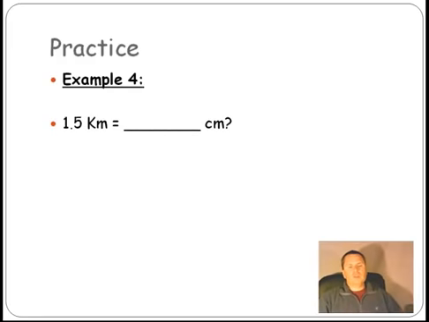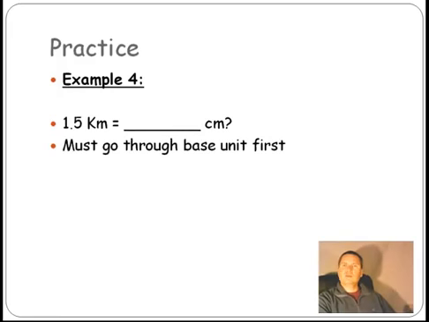1.5 kilometers to centimeters. Well, if I think about my chart, kilometers is kind of on the positive side, the whole number side, and centimeters is on the decimal side. So there's no direct conversion between kilometers and centimeters. So I'm going to have to go through the base unit first. So I need to think about this. I've got to go from kilometers to my base unit, meters, and meters to centimeters.